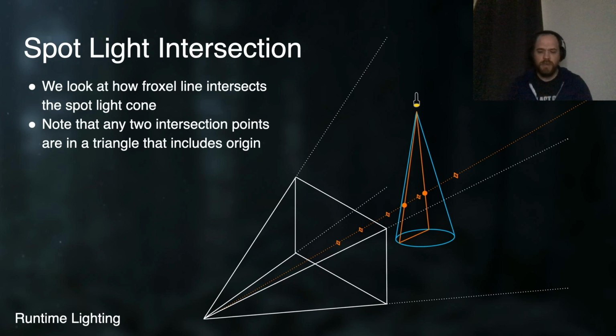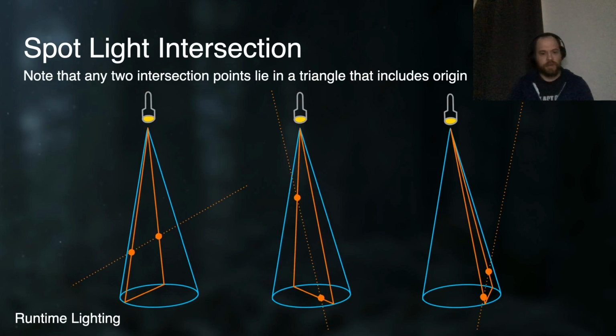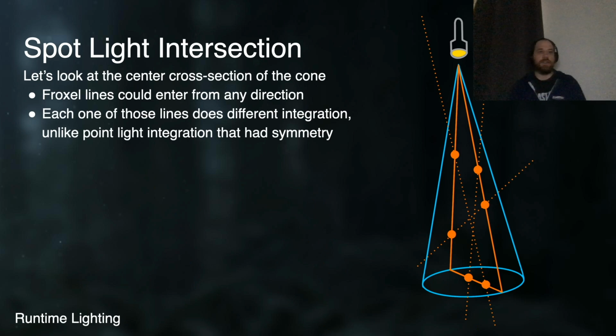What about spotlights? If we look at how we intersect spotlights, you can notice that no matter how we intersect, we can always build a triangle that goes through the center origin of the light source and the two points that we intersect through. So no matter what the 2 points are, we can always build this triangle that has an edge at the base of this shape and also goes through the center of the light source. So what does that mean? That means we can potentially pre-integrate those triangles.